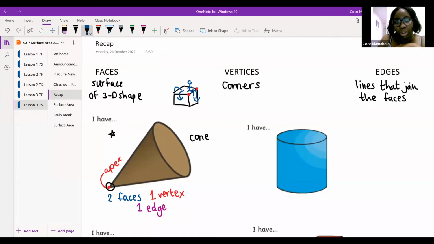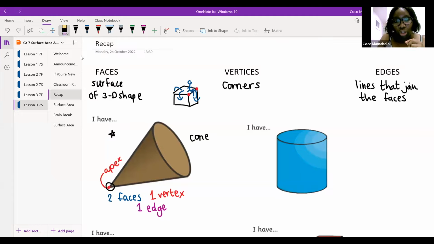But in this one, because it's a round shape, how many edges do I have? I only have one. If it's a round shape, you have one. And if it's a shape that has four sides, you have four edges.